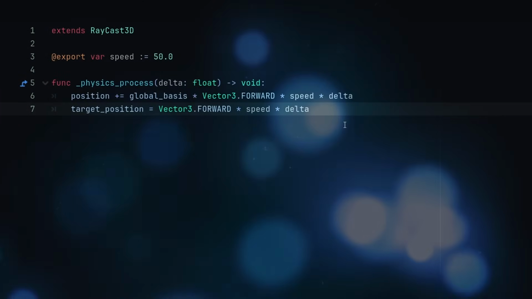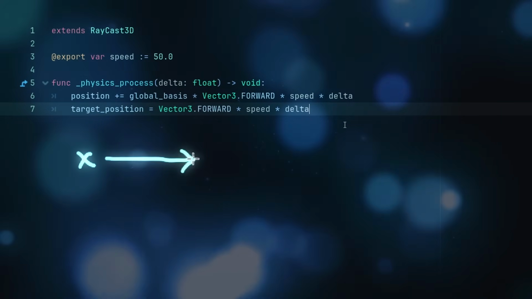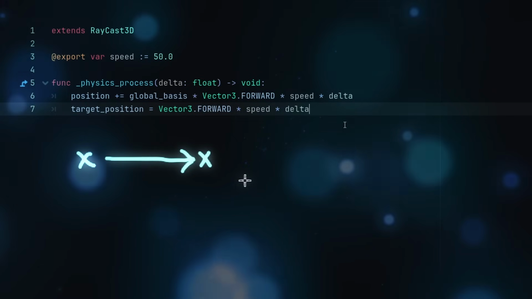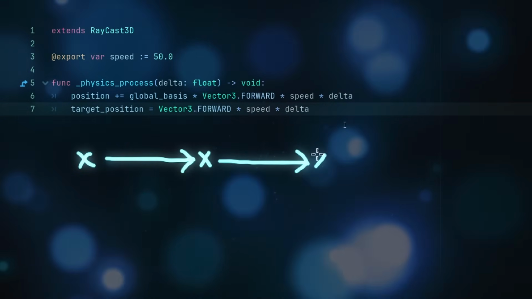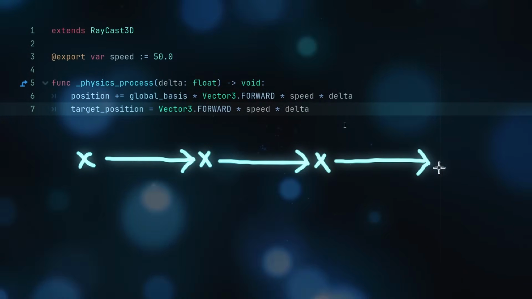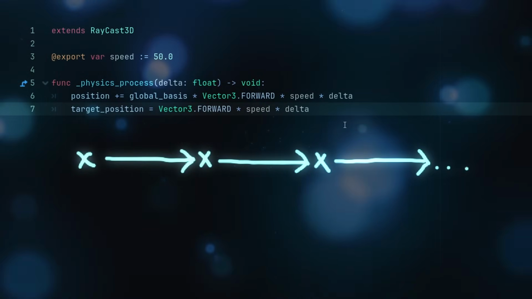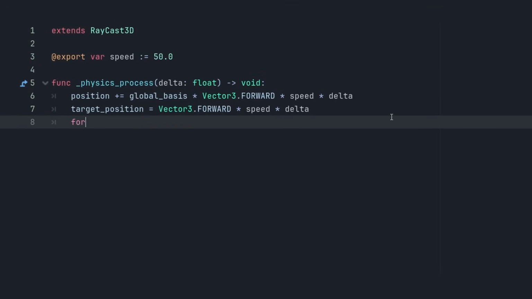But now you should see that every frame, our raycast will draw a line forward, check if it collides with anything in that area, and then if it doesn't, it will carry on and move to the end, and then it will redraw that distance again, and check if there's any obstacles in the way, and then it will move past it again, until eventually it finds something and collides with it. So as I was saying, the raycast won't update until we manually update it, so we need to call a function called force_raycast_update.